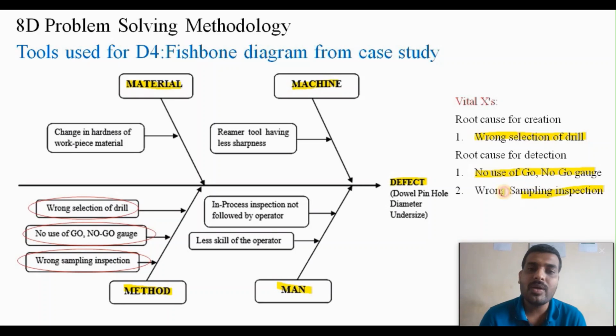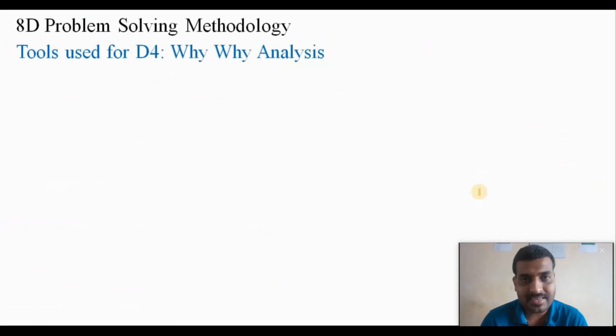Now we will move to the Why-Why analysis part. Here for Why-Why analysis we have related this analysis to the cause and effect diagram. In the case study they have not mentioned anything related to Why-Why analysis, so just learn how it is carried out. Here you have to consider the root cause for creation. As I have considered wrong selection of the drill, you then have to ask the further question: why has it been caused?